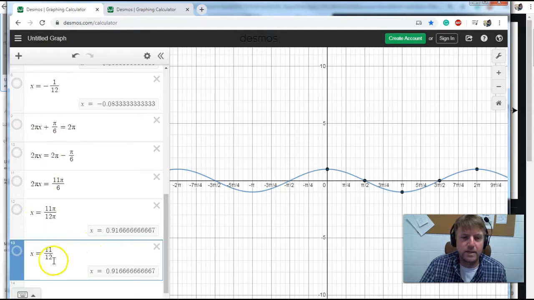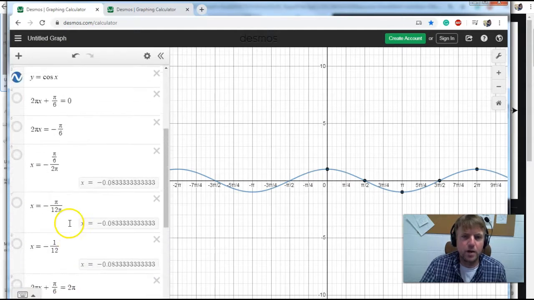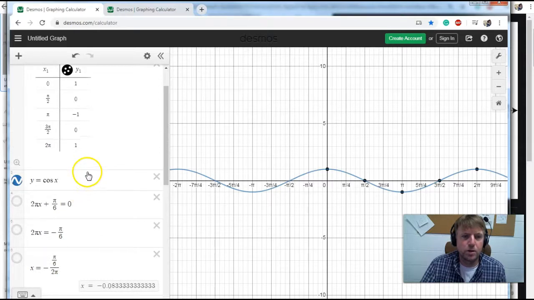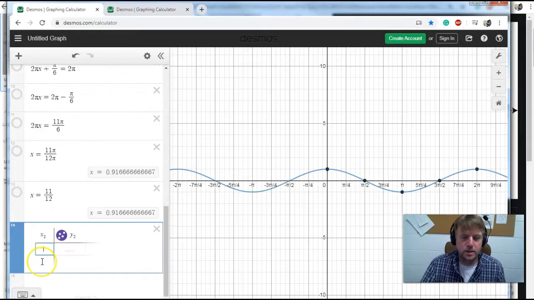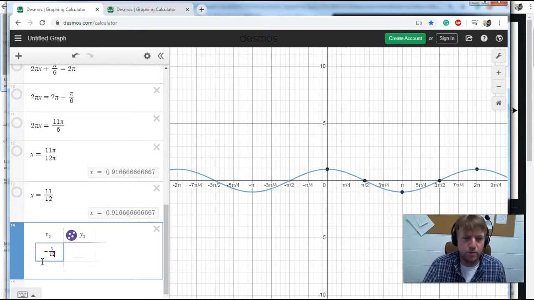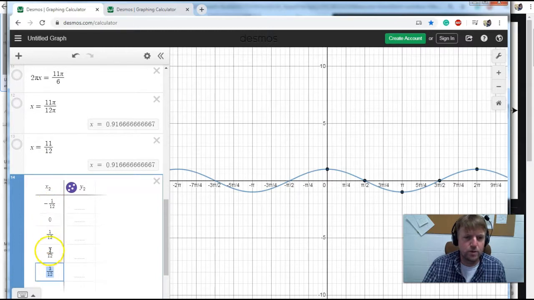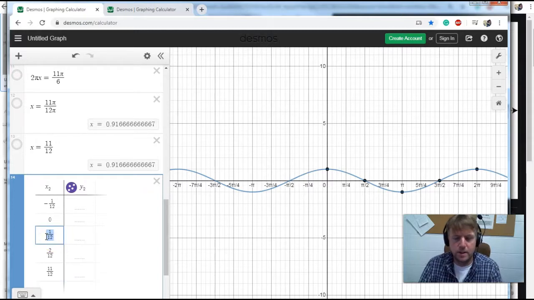All right, now that is our new, I'm going to make a new table, and that is our new initial point and our new final point. So 1, 2, 3, 4, 5 points. This last point is going to be my 11/12. Now I'm just going to make these zeros for now.